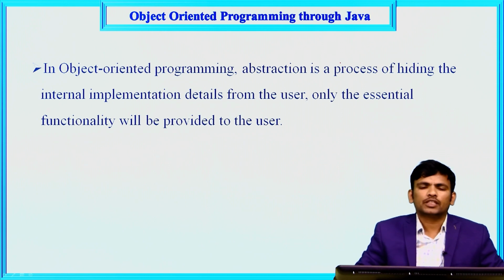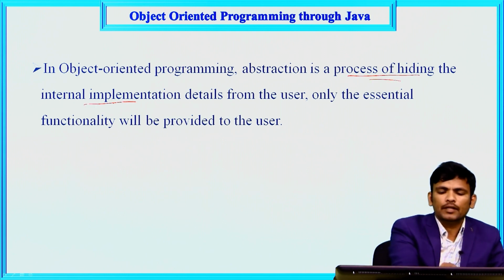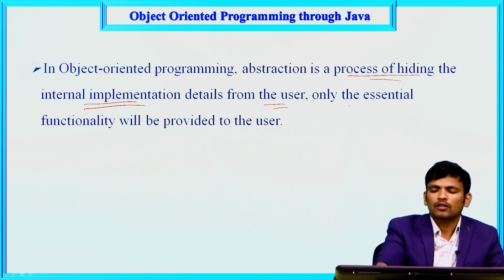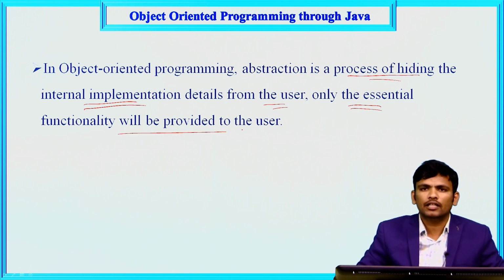So, what is abstraction? Abstraction is one of the object oriented principles. Abstraction is nothing but the process of hiding internal implementation from the user, and only essential functionality will be provided to the user. It will hide the internal implementation and show only essential information to the user. Okay, so this is nothing but abstraction.